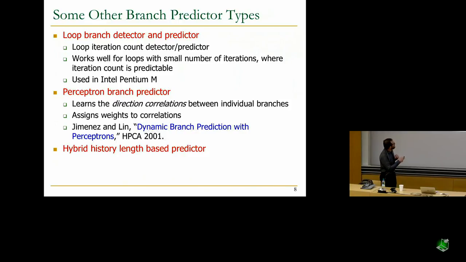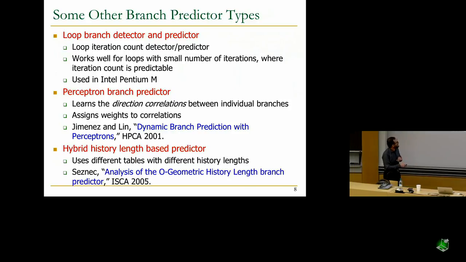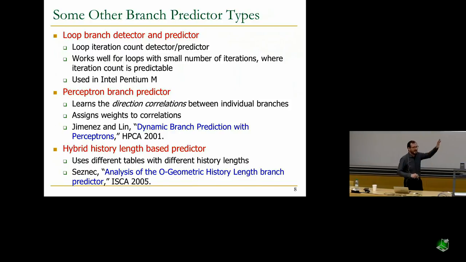Essentially, the perceptron predictor learns the direct correlations between individual branches, and we will see that in a little bit. There's also what is kind of the state-of-the-art hybrid history length predictor. Basically, it uses different tables with different history lengths. So far, we've seen one global history register indexed into one single table.